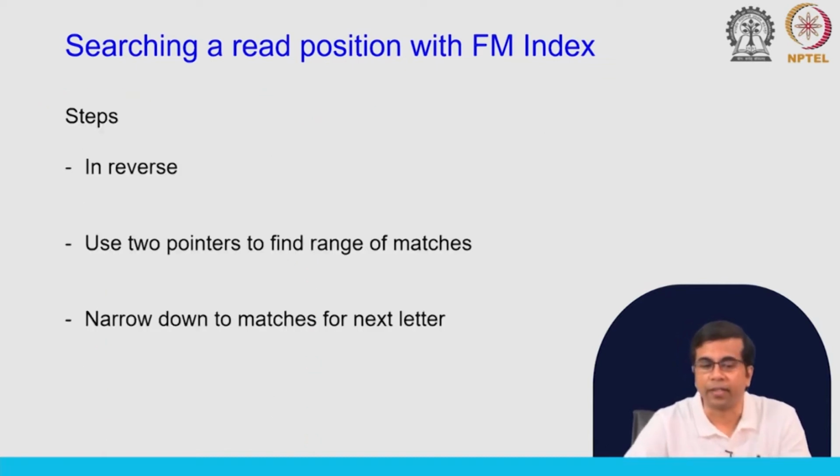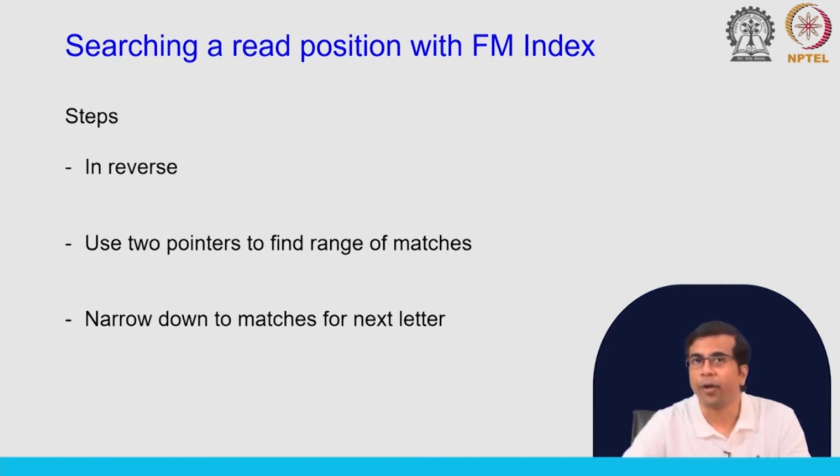So, what are the steps? This happens in 3 steps. We start with the last letter, so this happens in reverse. If you remember, for the suffix tree we start with the first letter and go on. Here it is the other way: we start with the last letter. In this example with TAC, we start with C, then A, then T. There is a reason why that works, which we will see.